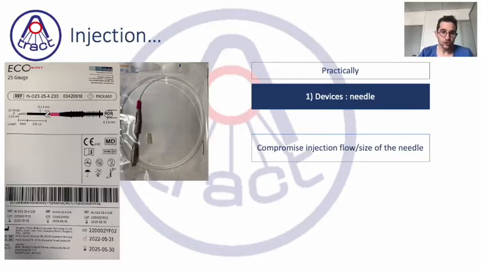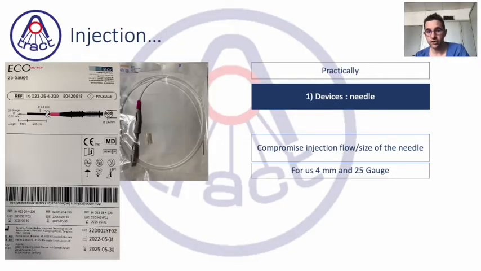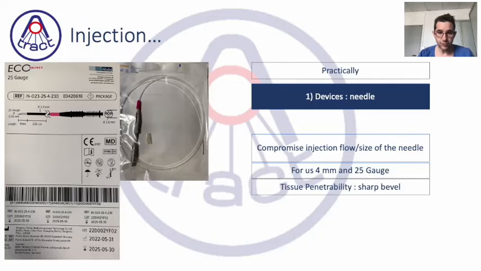You have to choose a compromise between the injection flow obtained with a large needle and a good penetrating needle that enters into the mucosa without needing to push a lot. So you want to find something which is relatively sharp to enter the tissue, relatively small to make a small hole, but relatively large to bring a lot of liquid into the submucosa in a small amount of time. And our compromise is a 4mm 25 gauge needle with a good tissue penetrability.